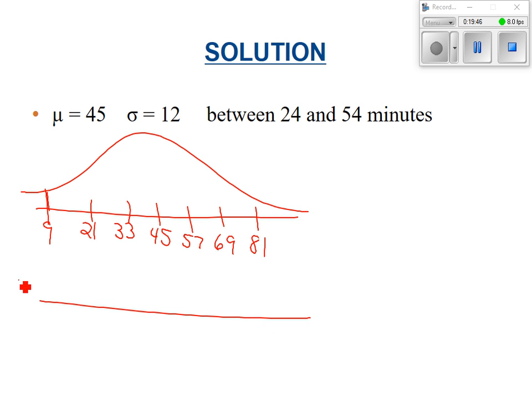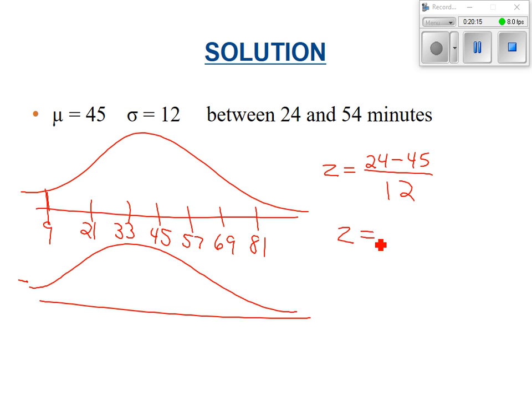Now, if we want to change this so that it's got z-scores on it instead of those raw scores, we got to change that 45 into a z-score. Or actually, we want to find these z-scores. So we do 24 minus 45 divided by 12, and we would do 54 minus 45 divided by 12.